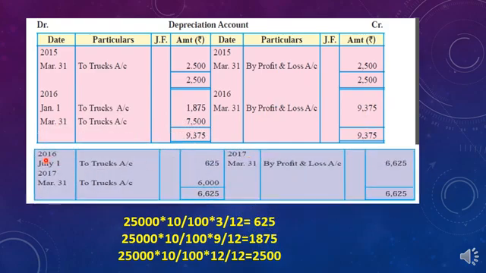In the third year, one truck is sold in July, so the depreciation account is debited, to truck account 625, and the rest of the depreciation amount is 6000, which is on March 31st 2017. This is totaled over here, and it is transferred on March 31st to P&L, that is by P&L account 6625.